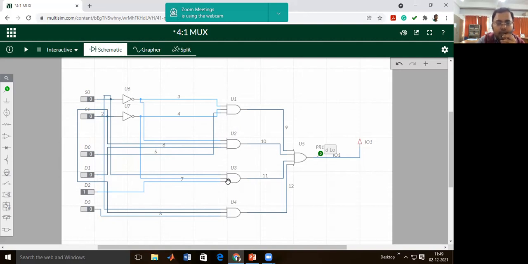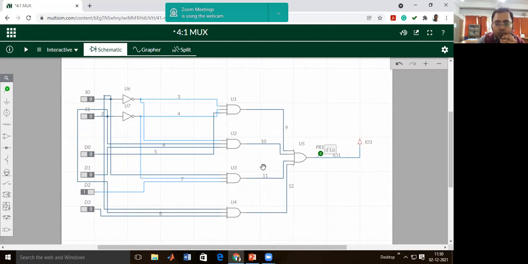Similarly, for the third AND gate, it is connected with S1 bar, S0, and the D2 input. So the equation for the third AND gate is equal to S1 bar S0 D2. And the last AND gate is connected with S1, S0 and D3. So the product of the fourth AND gate is S1 S0 D3.